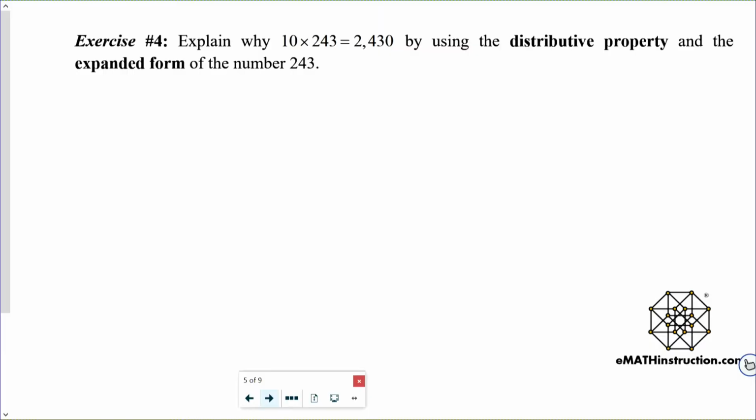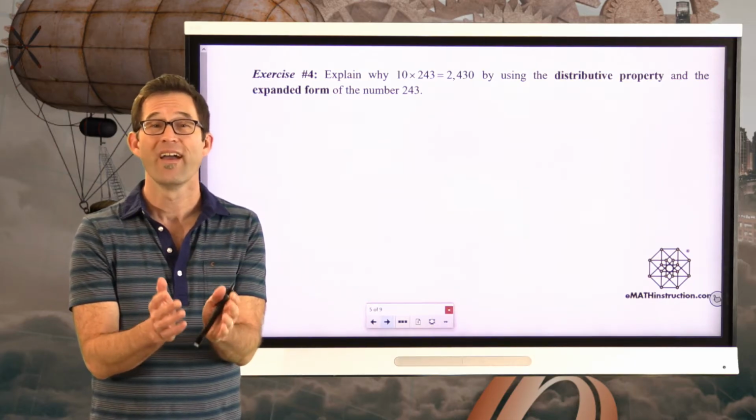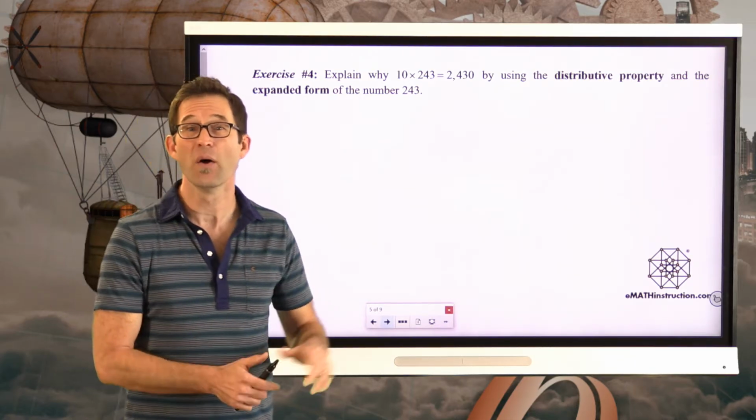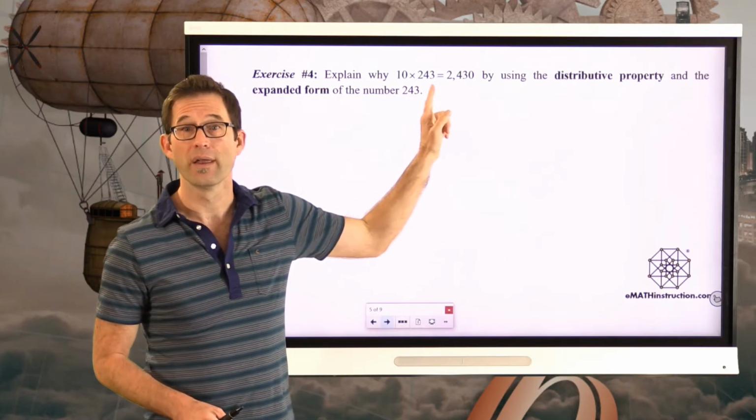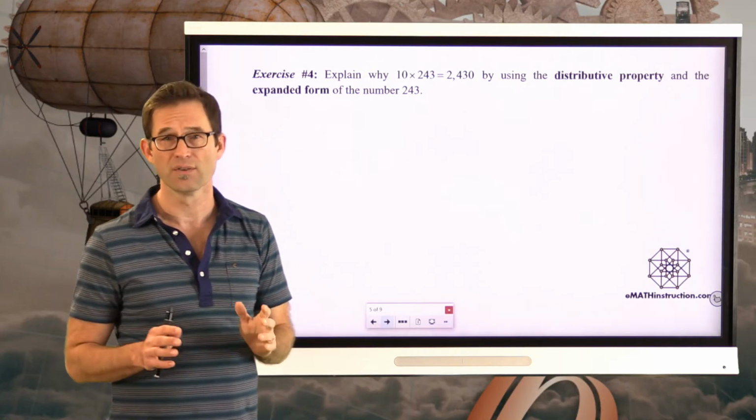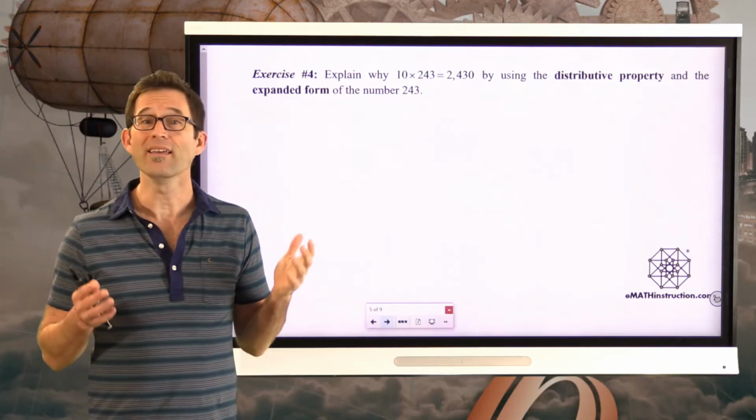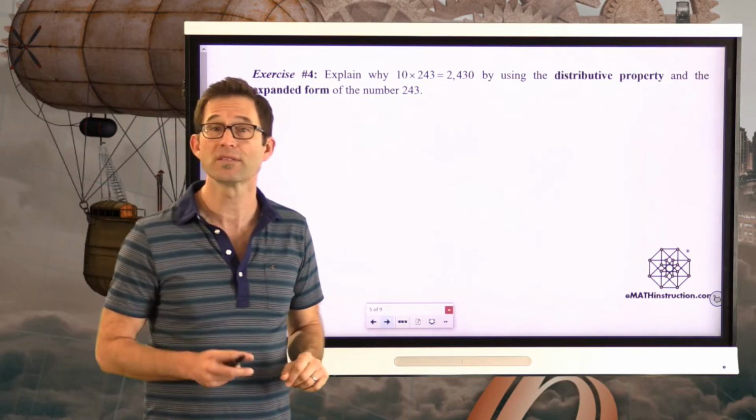Exercise number 4. Explain why 10 times 243 is 2,430 by using the distributive property and the expanded form of the number 243. So for years, you've learned, and I certainly hope and expect you to know and use this, that when you multiply a number by 10, you just stick a 0 at the end of it. And if I multiplied a number by 100, I'd stick a couple zeros at the end of it, etc. We'll get into the dividing in just a bit. But why is that? Why would we just take 243 and put a 0 at the end? Well, let's take a look at that, right?